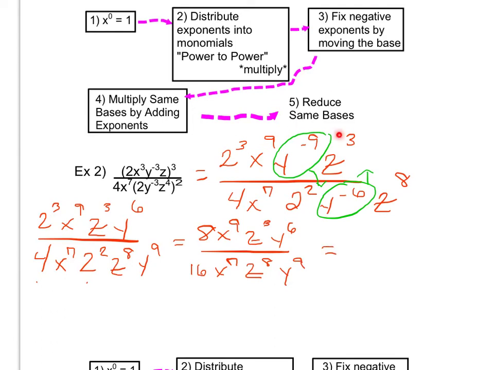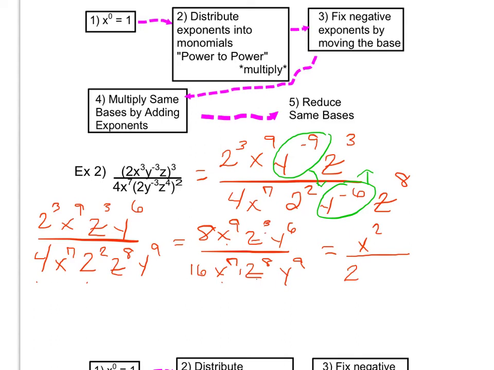Moving on to my final step, I'm going to reduce same bases. Actually, before I reduce my exponents, I'm going to reduce 8 over 16. The 8 is going to cancel. The 16 is going to turn to a 2. X to the 9th over x to the 7th, 7 of them will cancel, leaving me with x squared on top.